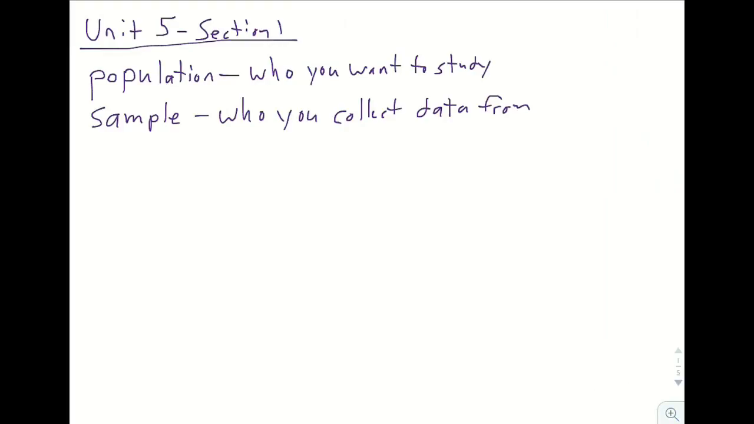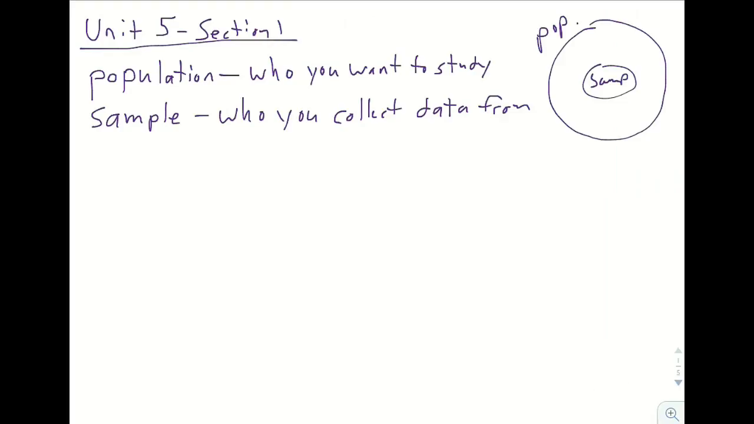So we've got our sample and our population, and I always like to have a picture with that. So imagine your population, and inside that you have your sample. You think of the sample as just a little part of that population.